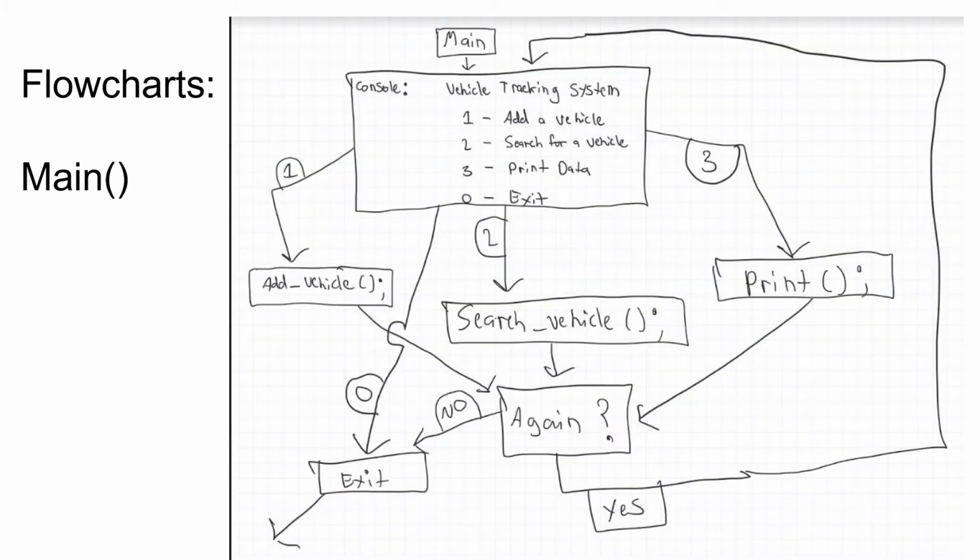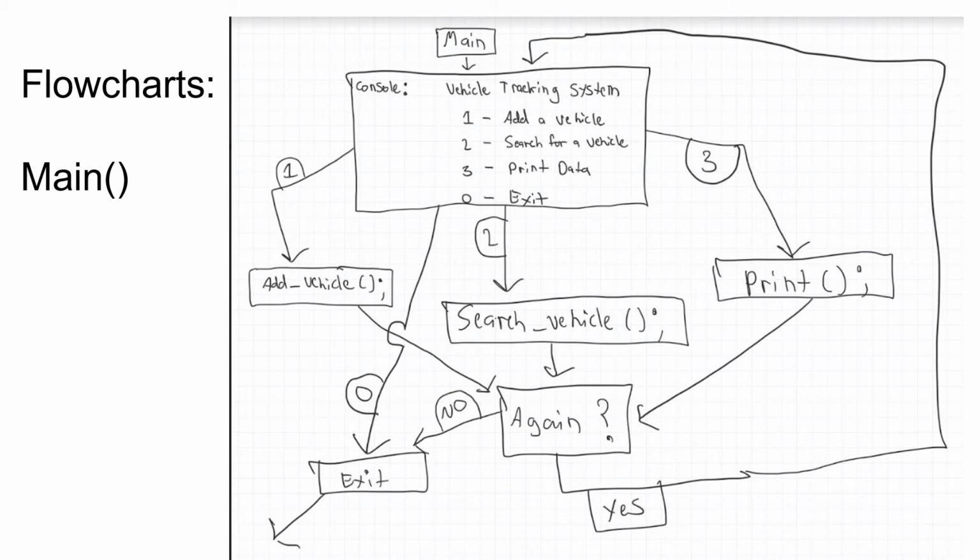Okay, this is the main function. It looks the most hectic. It's probably because I drew this last, so all motivation was gone. Okay, so the console basically just asks if the user would like to add a vehicle, search a vehicle, print data, or exit. And so you see the 1, the 2, the 3. It just does the function call for those specific functionalities, and 0 is exit.